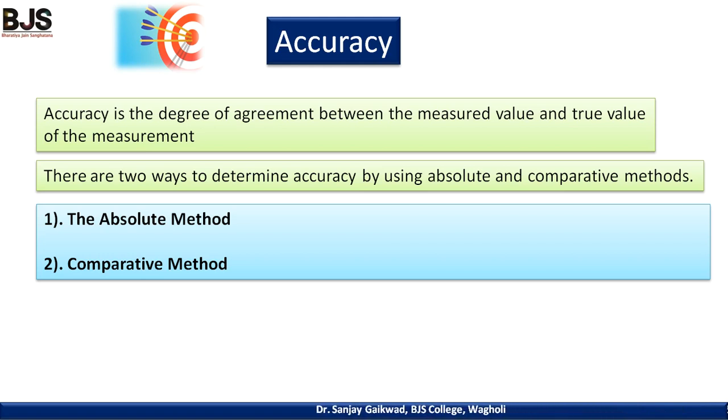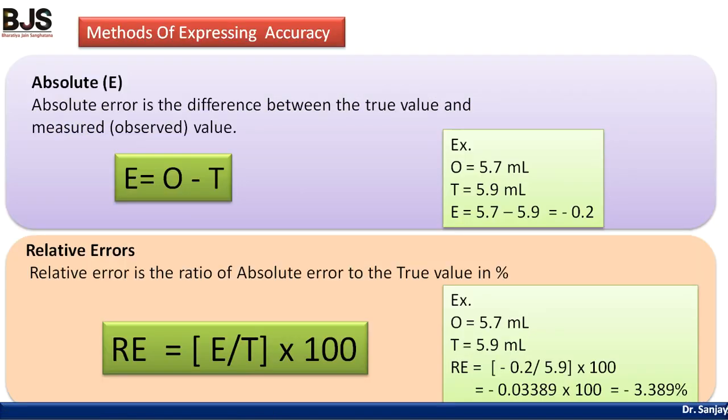There are two ways to determine accuracy: the absolute and the comparative method. In the absolute method, we know the standard value, and with respect to this standard value we can say whether the given results are correct or not. In the second way, the comparative method, we can use another comparative method for determination of the result. This is the agreement between the true value and the observed or measured value. Accuracy is expressed in terms of absolute error and relative error.